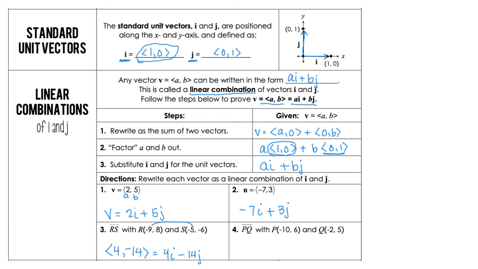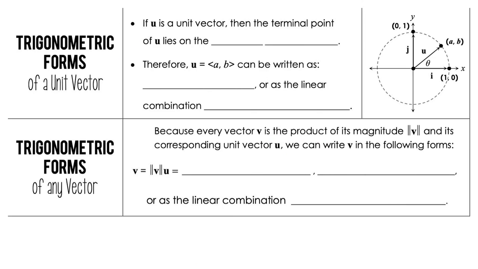And the same is true with number 4. First thing you need to do is go to component form. So negative 2 minus a negative 10 is positive 8. 5 minus 6, negative 1. And now go to your linear combination. So it's going to be 8i minus j. 1j or just j.